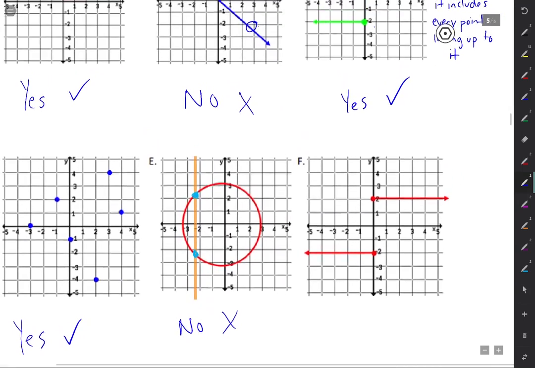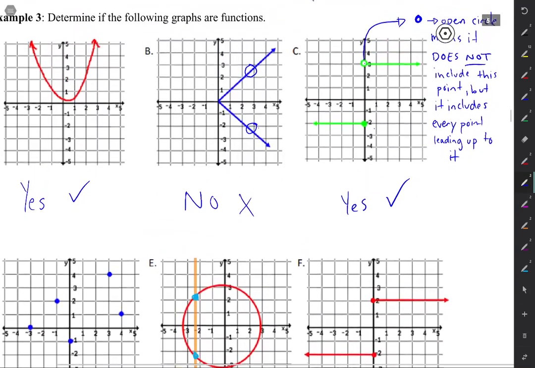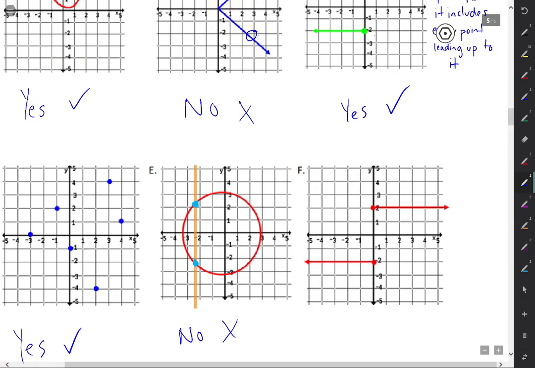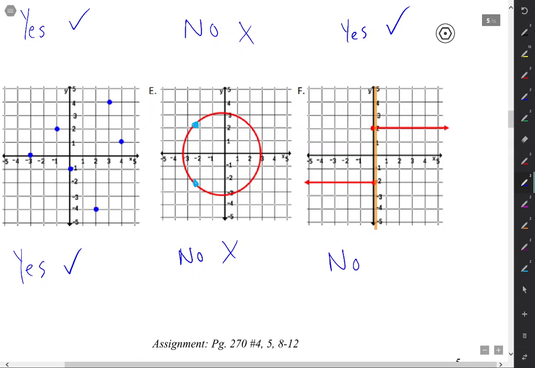And then finally, we have F, which looks very similar to C, except now both of these points are colored in, which means that when we put our vertical line over the graph and it hits that spot, so I'm going to put it right there, technically it is touching the graph in 2 spots now because both of those are colored in, so they're both part of the graph. Therefore, this one is not a function. It does not pass the vertical line test.